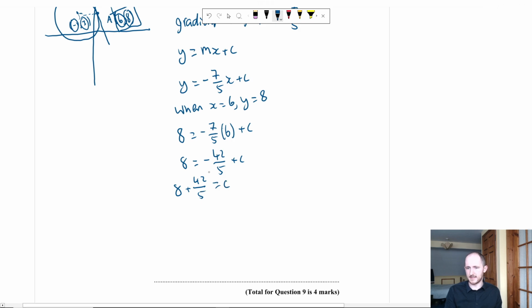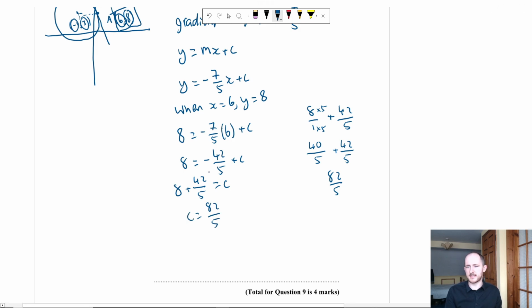So 8 in terms of fifths. If you want to make the denominators the same, you times this one by 5, top and bottom. So that's 40 over 5 plus 42 over 5, which gives me 82 over 5. Pretty big number.